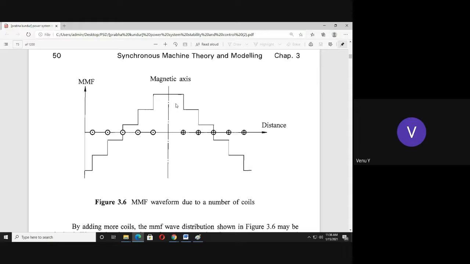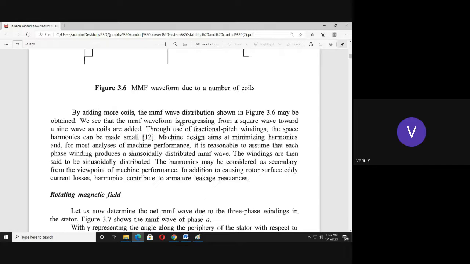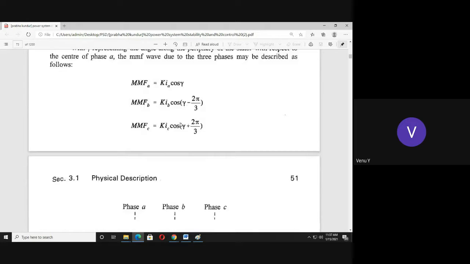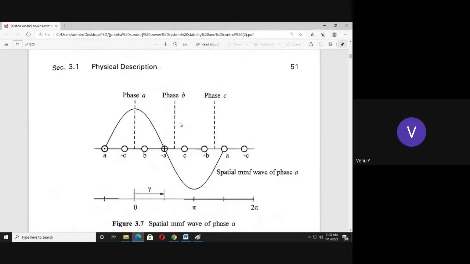This is one of the required assumptions, right? If you join the mean points of this rectangular wave shape, the step wave, you will get the sinusoidal wave. So that is the multi-turn coil. In each phase, you have a number of turns which are connected in series. Therefore, for each of phase A, phase B, phase C, you will have this kind of MMF waveform. If you cut the stator and show it horizontally, you can have this kind of spatial distribution of all phases.